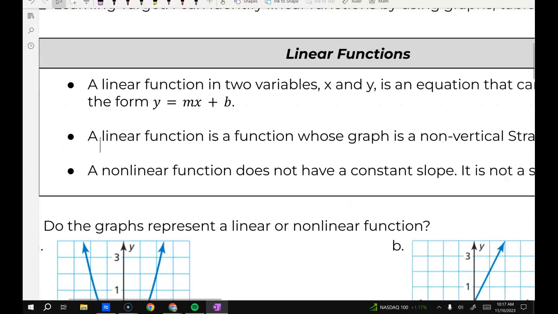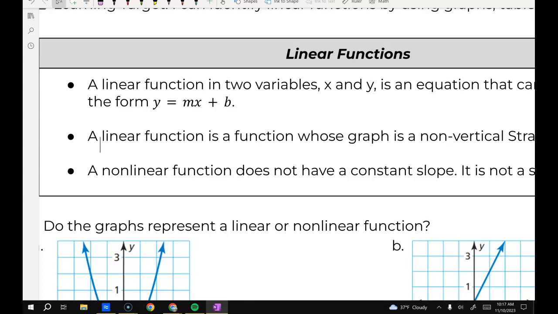And then a linear function is a function that, when we graph it, is a non-vertical straight line. So as long as it's straight and not straight up and down, as long as it has a little bit of a tilt to it, we can call that a linear function. So any type of diagonal line, whether it's going up a hill or going down a hill, it's linear.